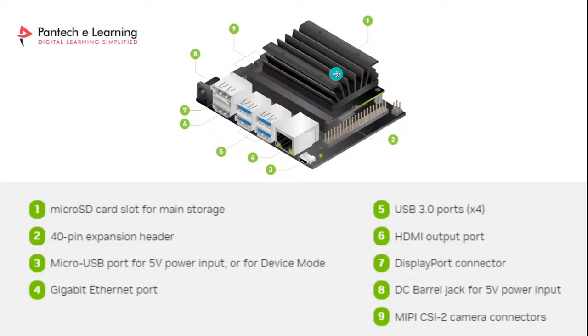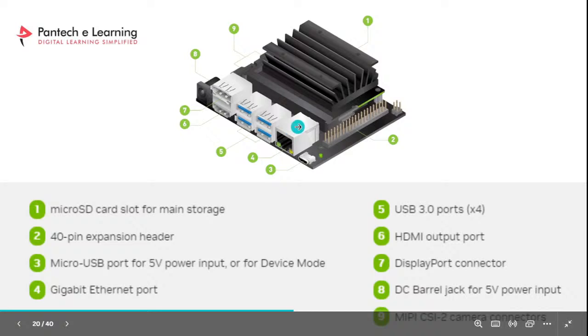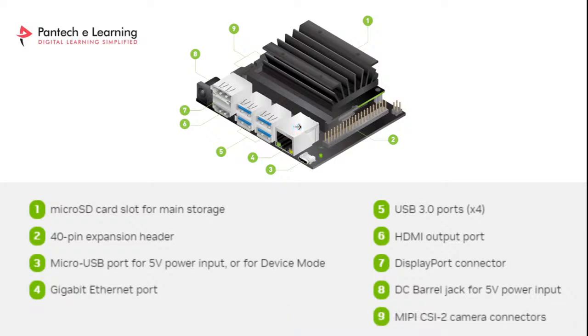This is a Jetson Nano. What are the things you will have? Micro SD card slot for main storage. So your micro SD card will act as the storage here, and you will have a 40 pin expansion header over here. You just need a B type cable for powering your Jetson Nano, and then this will be your Ethernet port. You can give Wi-Fi to it, and you will have 4 USB ports over here.